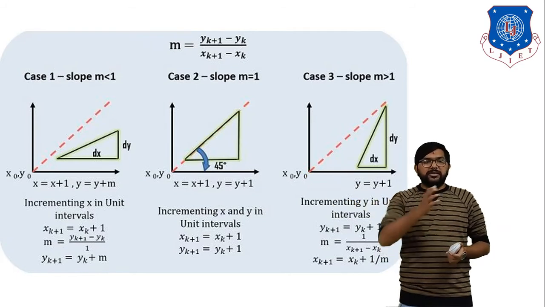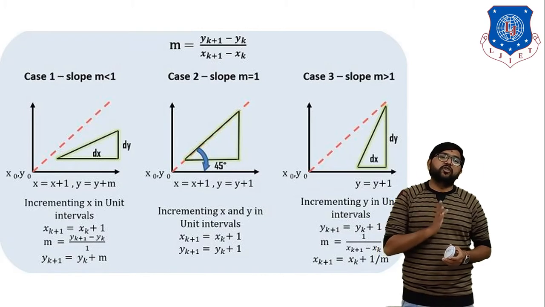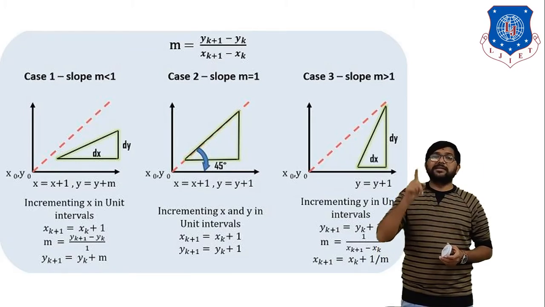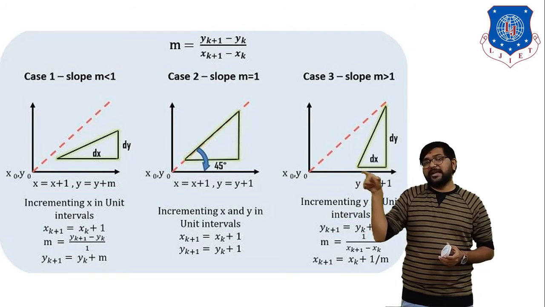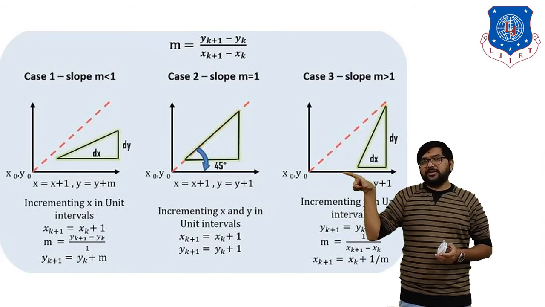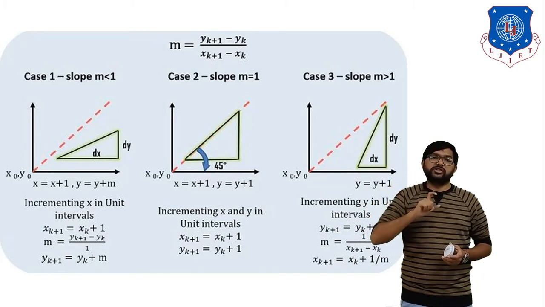Got it? So this is the simple equation for when the value of slope is less than 1. The value of slope is less than 1, that means the line's increase in x direction is higher, the length of the line in x direction is higher. That's why we give 1 unit increment in x coordinate. And according to that, we give increment in y direction as the value of the slope.